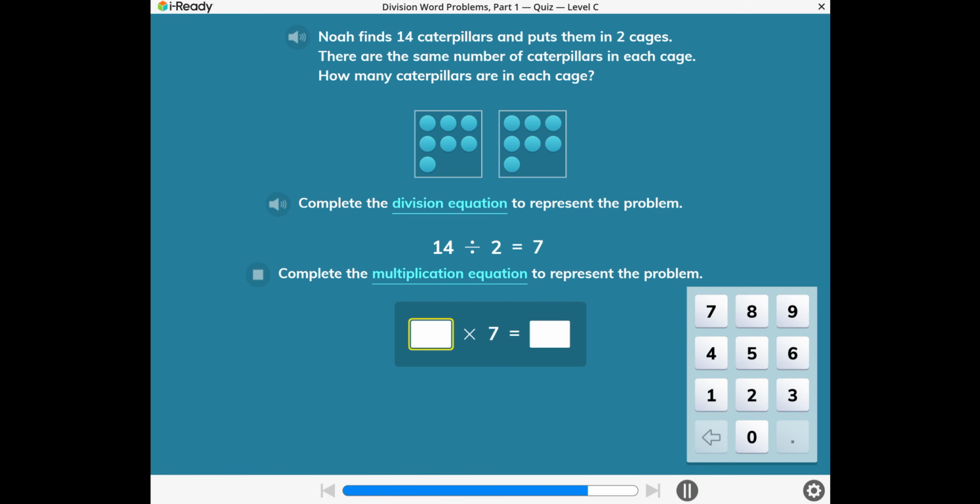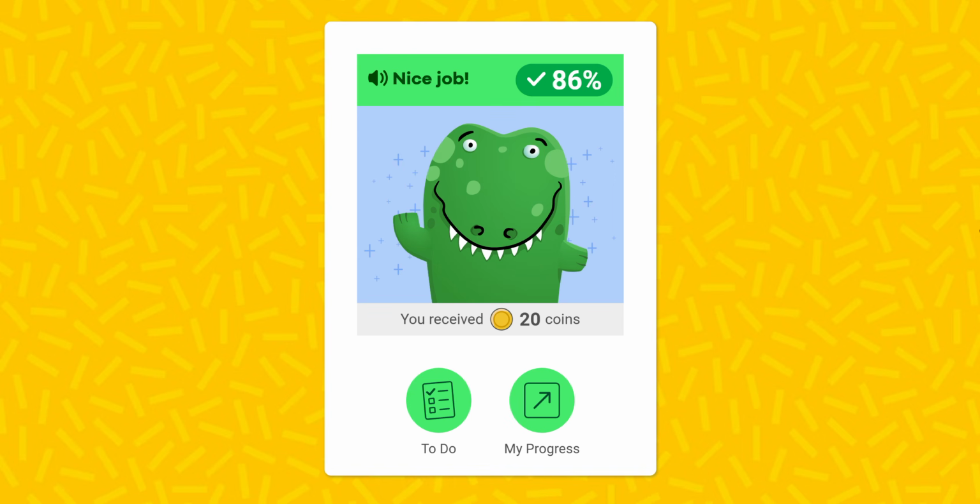Next, complete the multiplication equation to represent the problem. Whoa. 2 times 7 equals 14. Yes. Nice job. You received 20 coins.